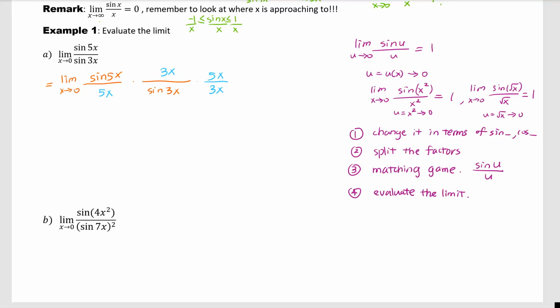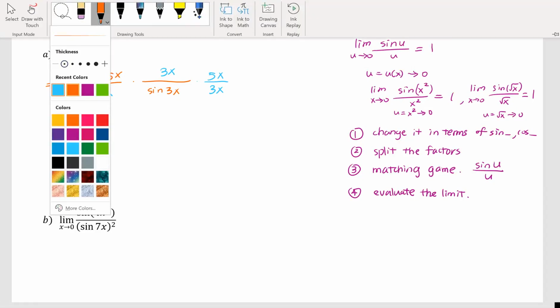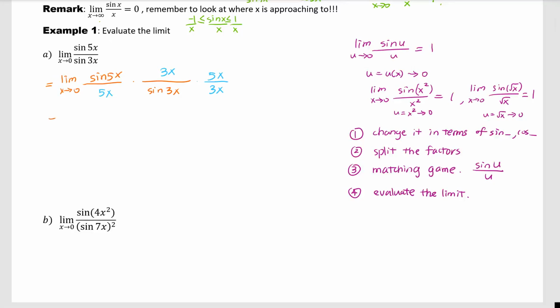Right? So after we match, we can evaluate the limits. Sine u over u when u goes to 0 is 1. U over sine u when u goes to 0 is 1. Here, you see the bad guy x? Cancel it. Then we have 5 over 3. The limit is 5 over 3. So far, so good, everybody? You see, follow the steps. Then we can solve the trig limits.